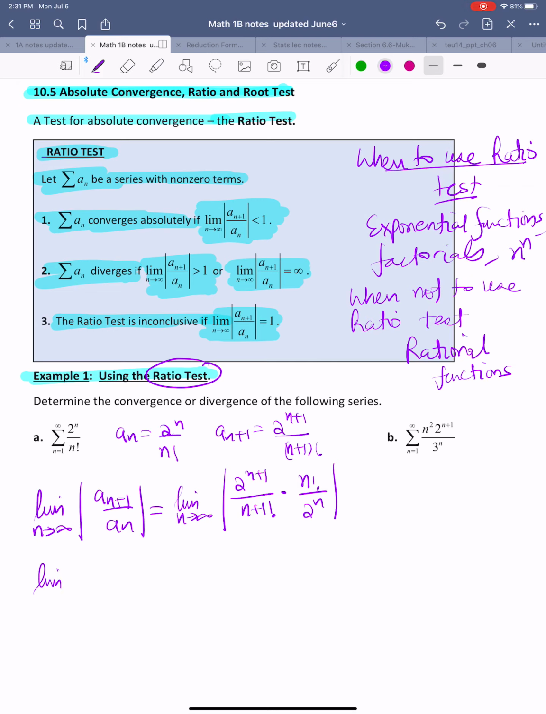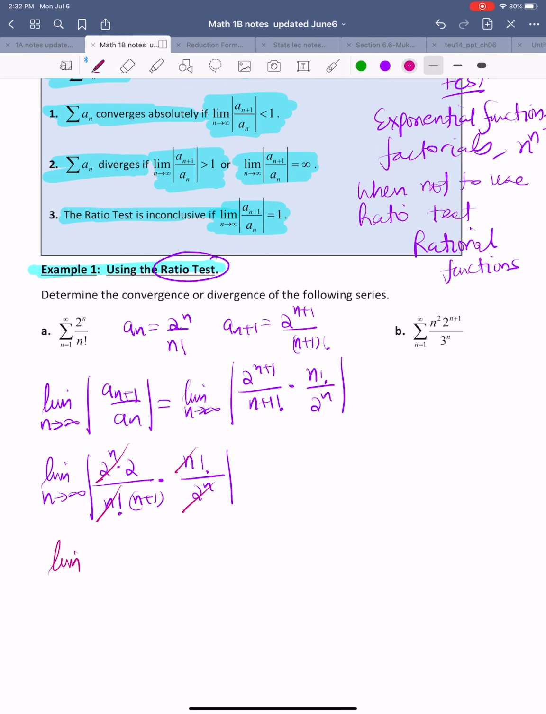Now all we're going to do is simplify a little. 2 to the power n+1 can be written as 2 to the power n times 2. (n+1) factorial can be written as n factorial times (n+1). And then I have n factorial and 2 to the power n here. Let's cancel between numerator and denominator all the common factors. So I'm left with the limit as n goes to infinity of 2 over n+1. And when n goes to infinity, this limit goes to 0.